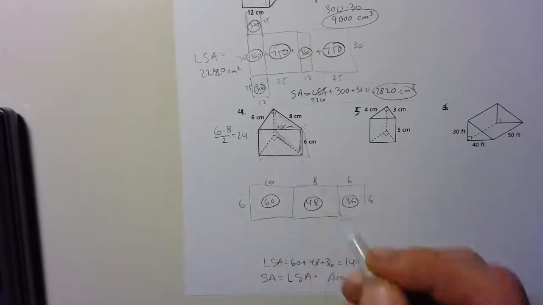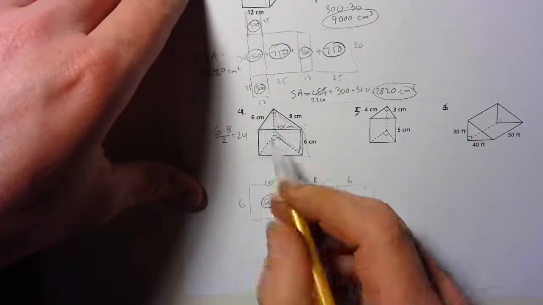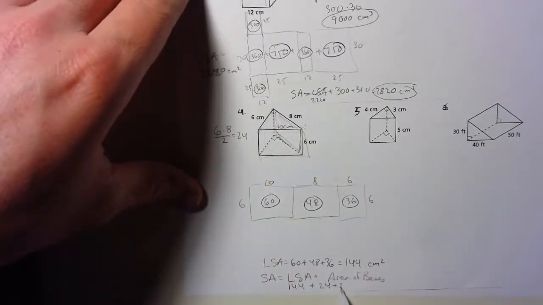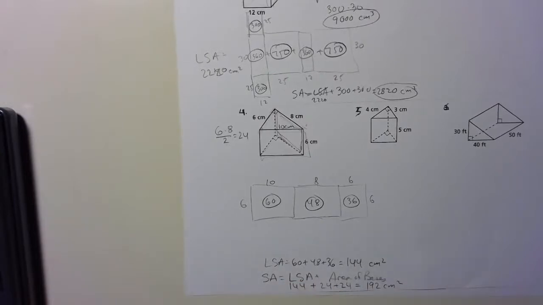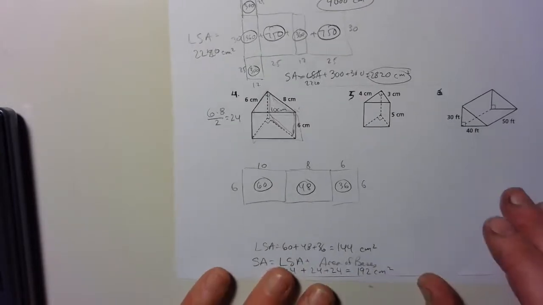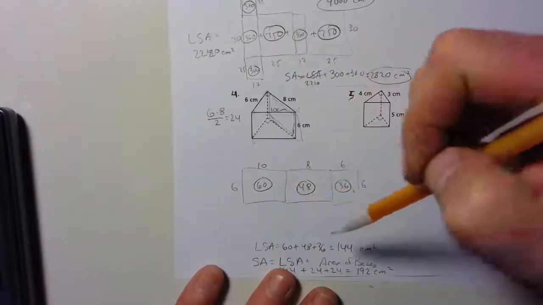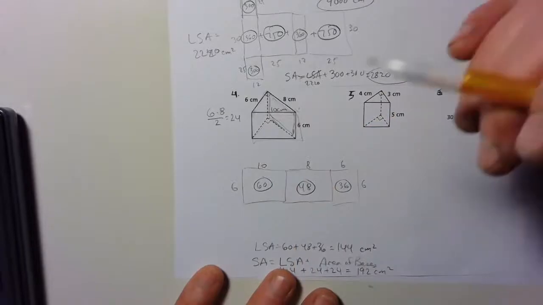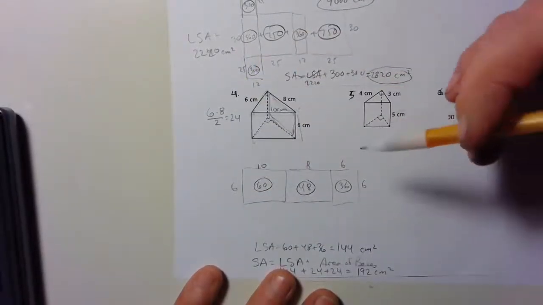And how many are there? There's 2 of them. So we're going to take that 144, and then we're going to add the 24 twice for the top triangle and the bottom triangle. And we get 192 square centimeters. Not worrying about having our net perfectly like we did before. We're going to skip that this year. If you draw it out, great. If you don't need to draw it out, that's fine too.